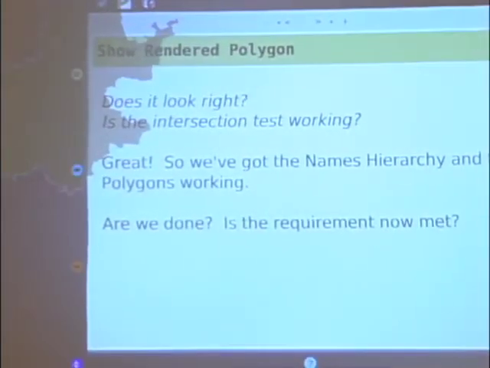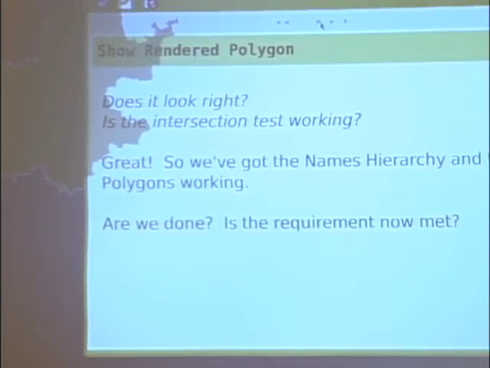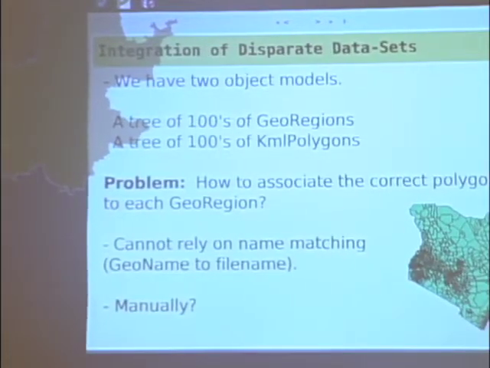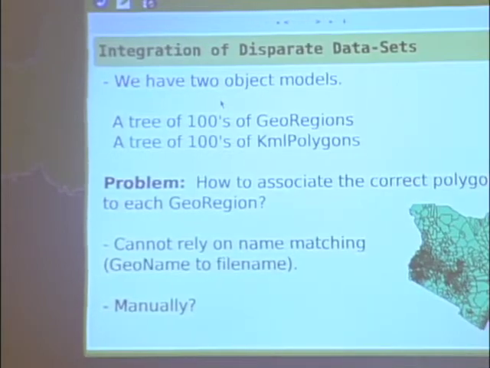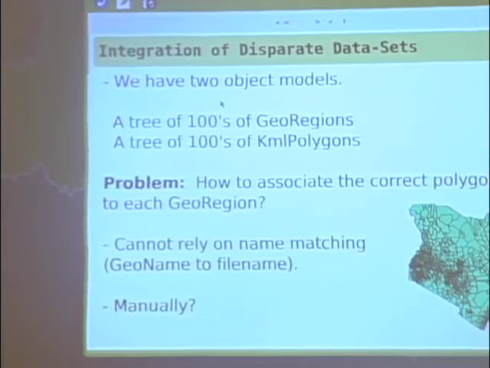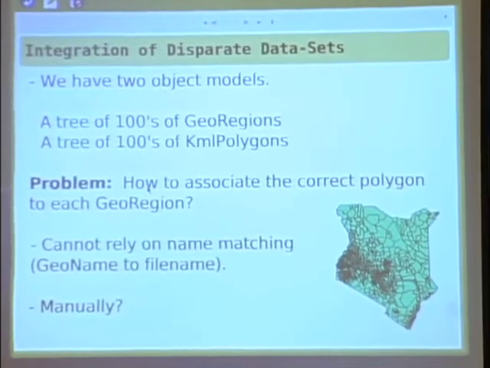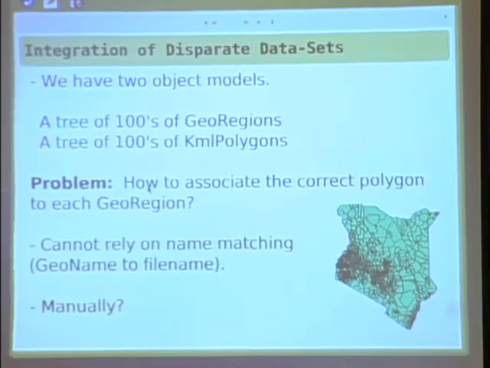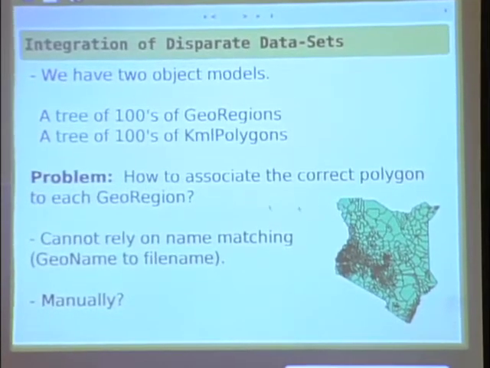So with that done, I ask, is the requirement now met? The requirement was that we need to identify the region for any latitude and longitude. Unfortunately not. What I have done so far is create a tree of named regions and a tree of polygons, but I never associated the two. So the problem now is how can I get that polygon instance field populated on the GeoRegion? Here's a picture of Kenya.